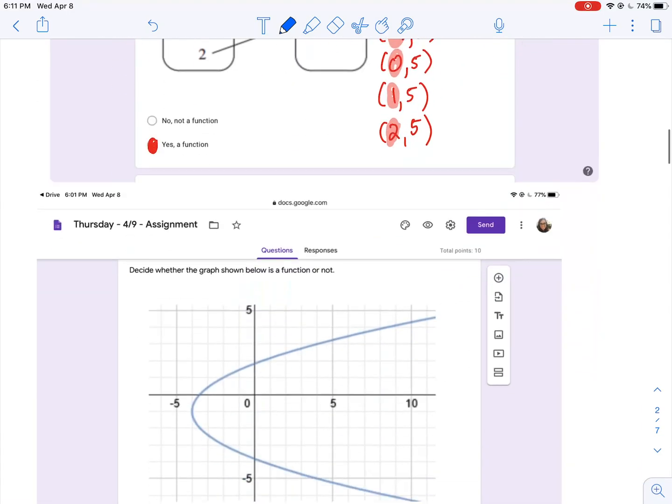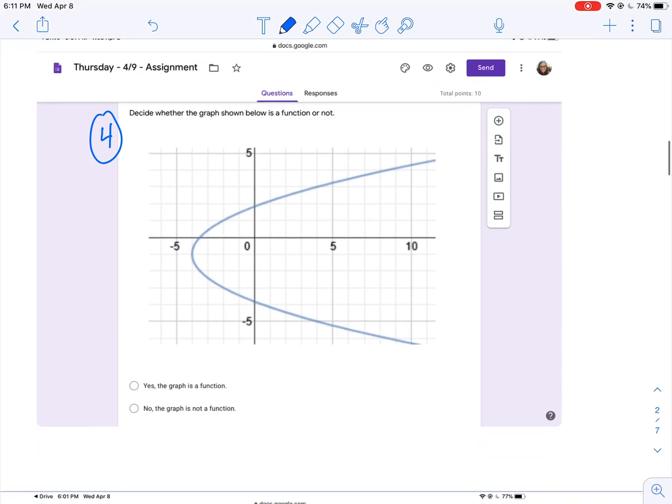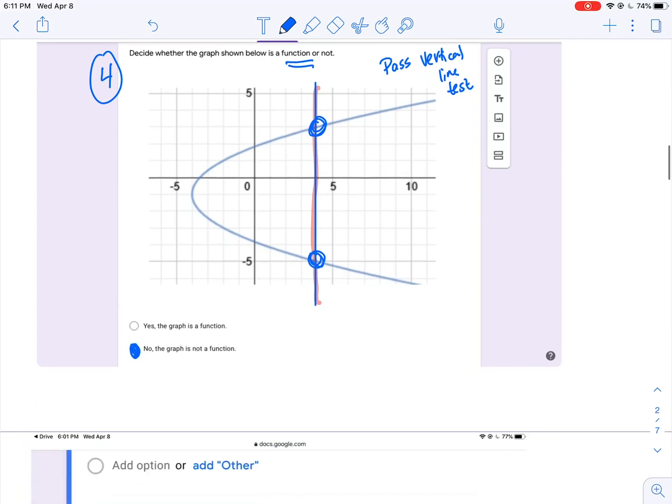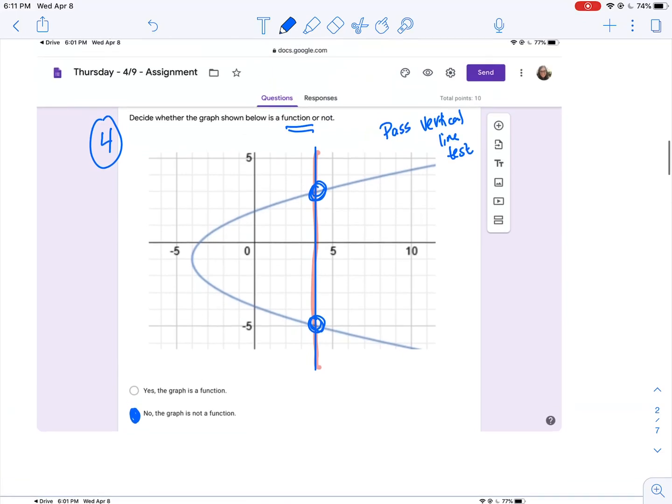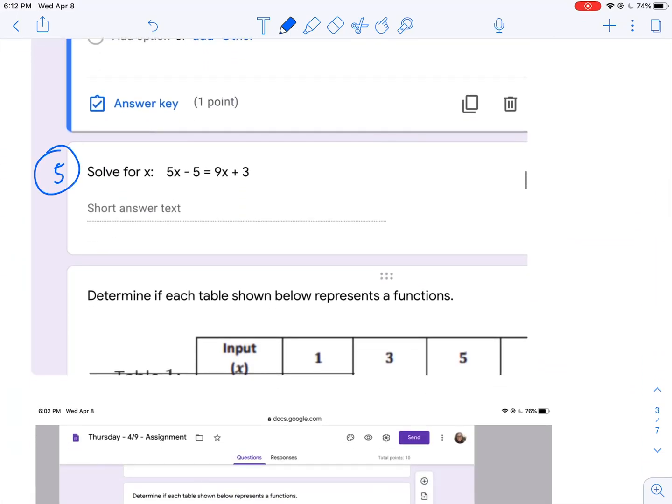This next one here, I think this is number 4. Yep. It says, decide whether the graph shown below is a function or not. Well, remember, in order for it to be a function, it has to pass the vertical line test. So let's draw a vertical line here. If it passes the vertical line test, my line will only touch the graph at one spot. However, in this case, it touches the graph at 2 spots, which makes this not a function. All right, I wish I numbered these ahead of time. Let's look at number 5.